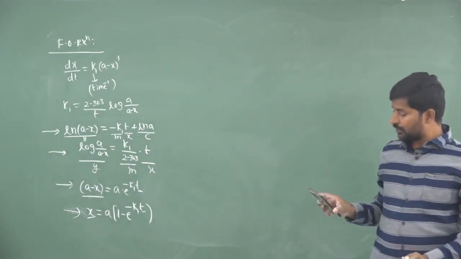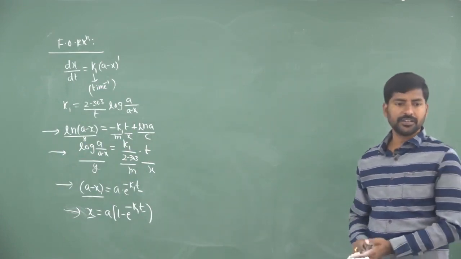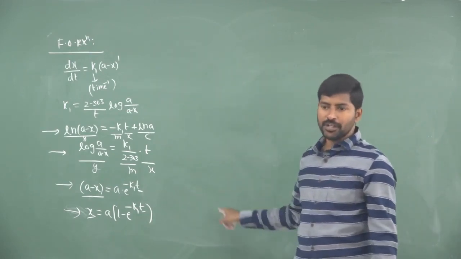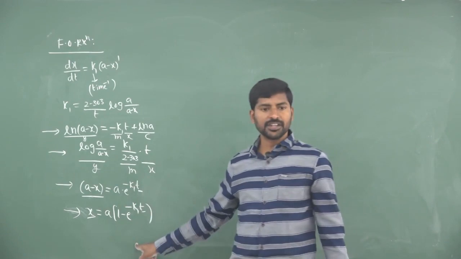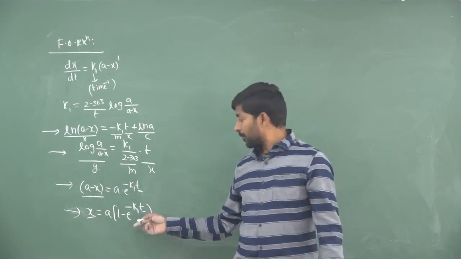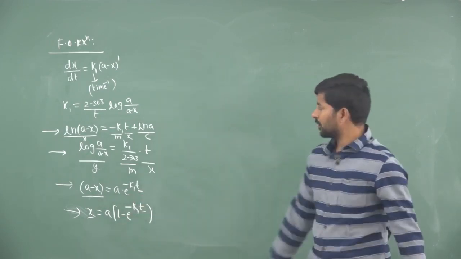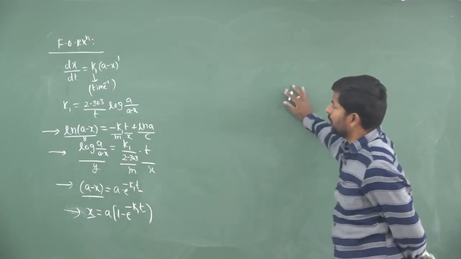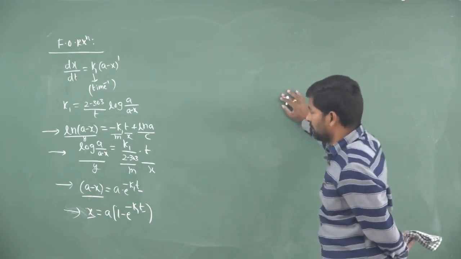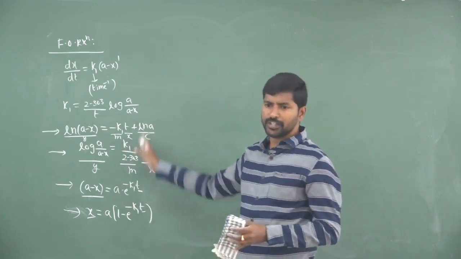For zero order reactions, reactant concentration decreases linearly. For first order reactions, it decreases exponentially. For zero order reactions, product concentration increases linearly. For first order reactions, product concentration increases exponentially. These are some equations you have to remember from first order reaction, and if you rearrange them, all these other equations come out.